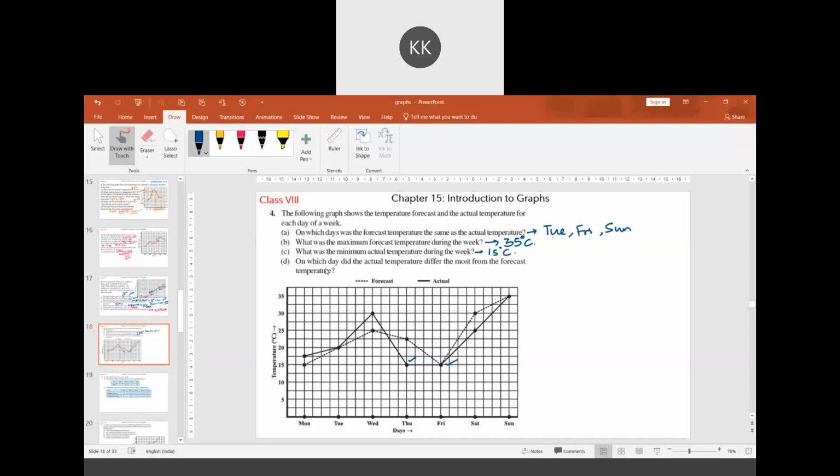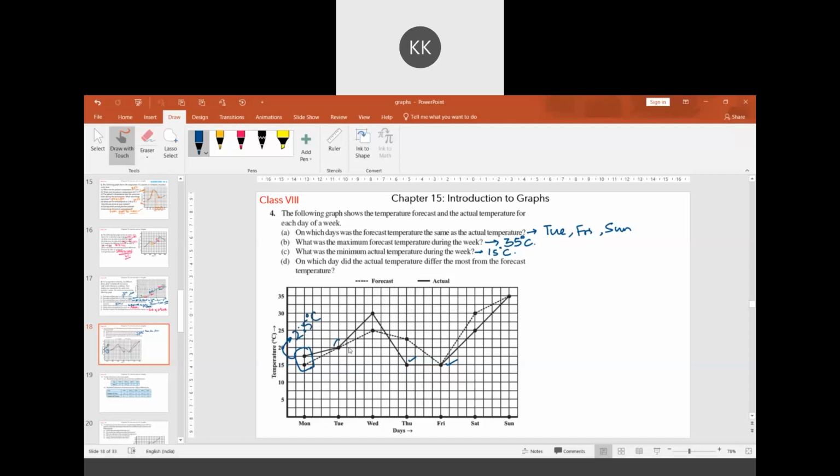Celsius is the actual temperature. On which day did actual temperature differ the most from the forecast temperature? Maximum difference we have to find. Thursday, sir. How much is the difference here? 15 and this one is how much? 17.5 minus 15. So 2.5 degrees Celsius.